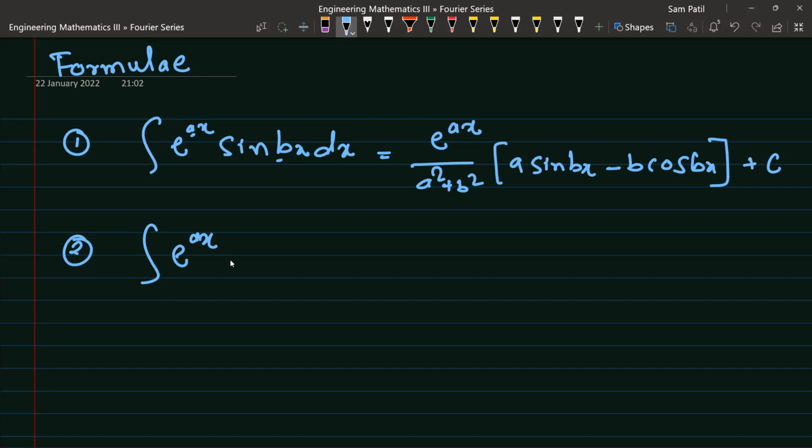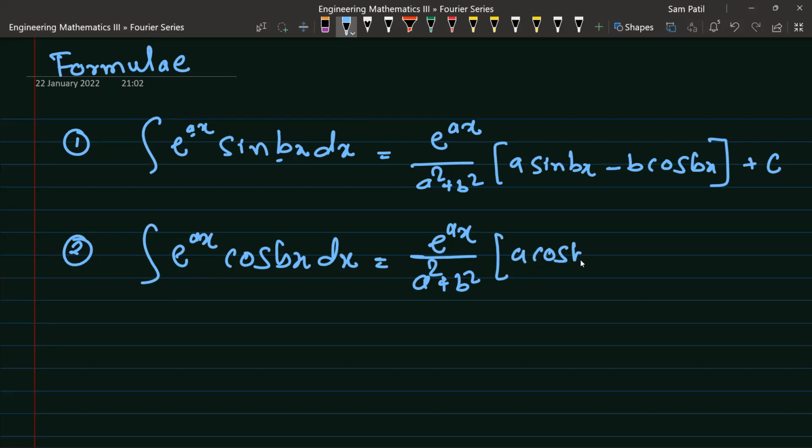E raised to ax into cos of bx. Instead of sine, if there is cos, then what is the formula? This is e raised to ax as it is, divided by a square plus b square, in bracket a cos of bx plus b sine of bx, plus c. Of course, that plus c would not be there when we have a limit of integration, an integral which contains limits. So there is no need to take the constant of integration. As here there are no limits, I have taken the constant of integration.